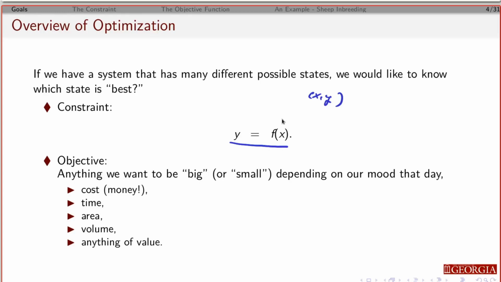And in terms of best, what do we mean? Well, it depends on what is important to you in a particular context. So oftentimes we'll talk about how much something costs. You may want to minimize the cost, or you want to maximize profit. You may be interested in doing something in the least amount of time. You may want to make something so that the area of the result is as big as possible, or the volume is as big as possible, or as small as possible. Basically, it's anything that you happen to value in a particular moment, right? So the focus is whatever you think is important in this given context, that's the thing you want to either make as big or as small as possible.